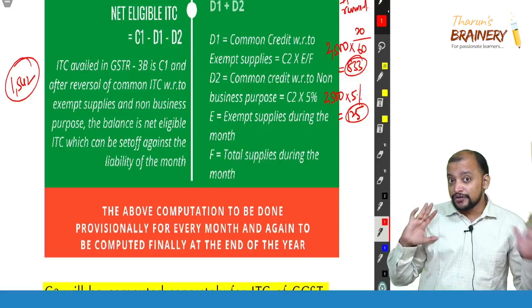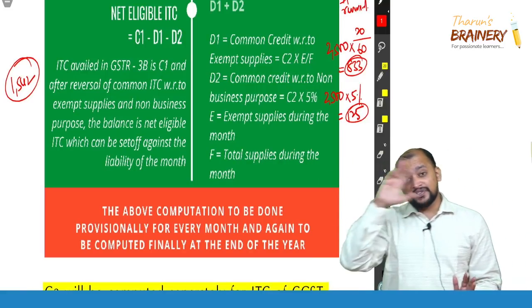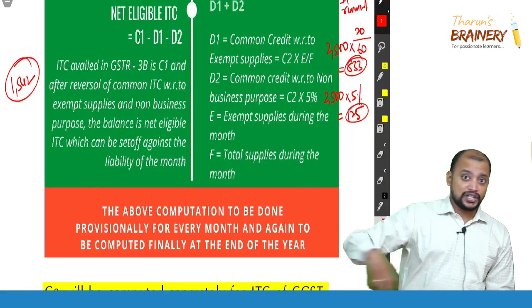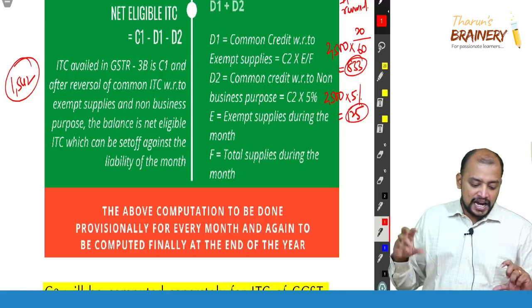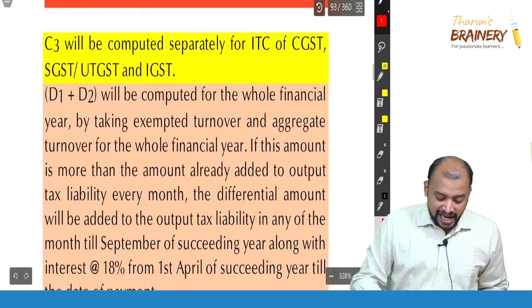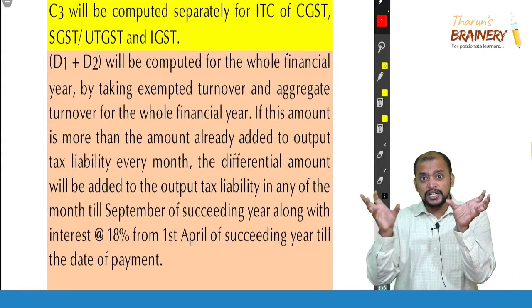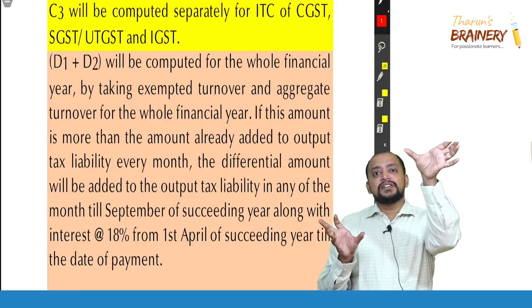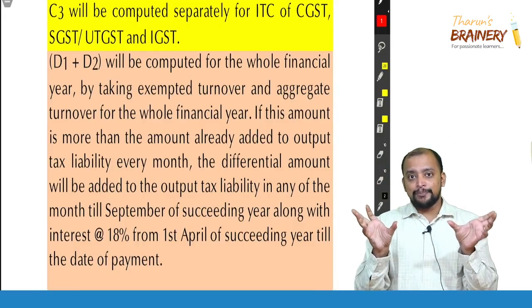Now, whatever I do this way, is it final? No, this is provisional. Monthly I need to do this way, and again at the end of the financial year, for the whole financial year I need to calculate once again. Then I need to compare these two, whatever I have done monthly and whatever is the total.